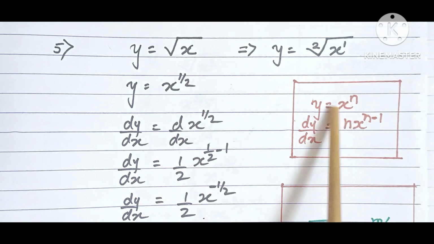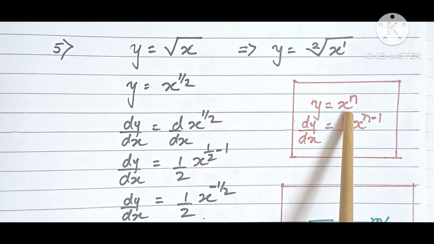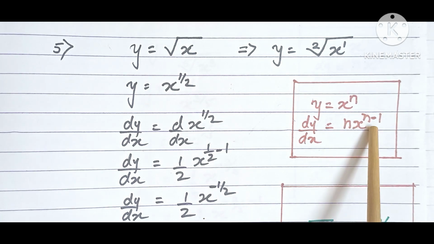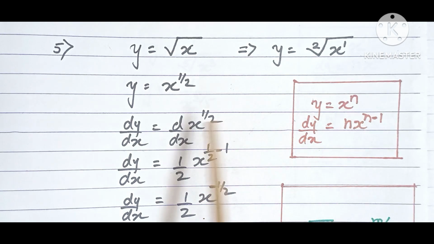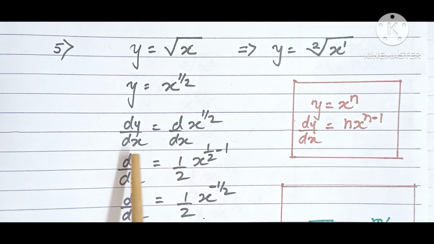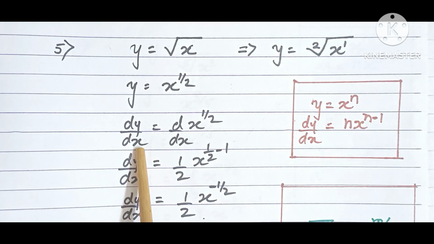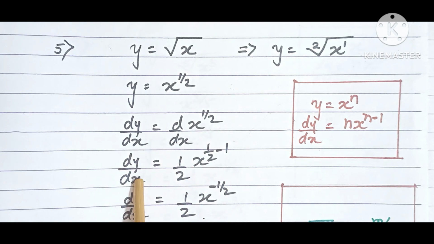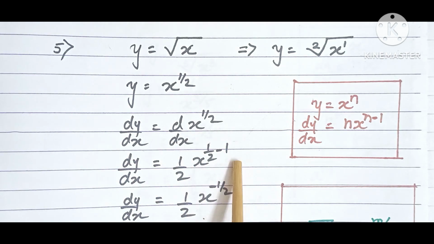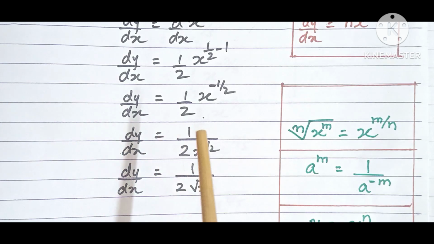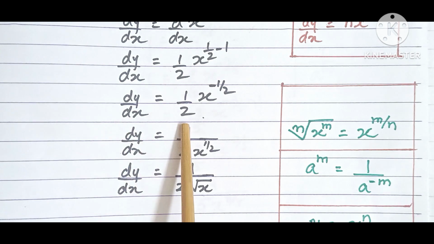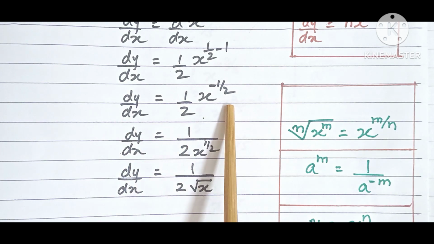And now if you see, this is of the type x raised to n, and its derivative is n x raised to n minus 1. So, differentiating on both sides, we get dy by dx is equal to d by dx of x raised to half. Therefore, dy by dx is equal to half x raised to half minus 1. Therefore, dy by dx is equal to half x raised to minus half.